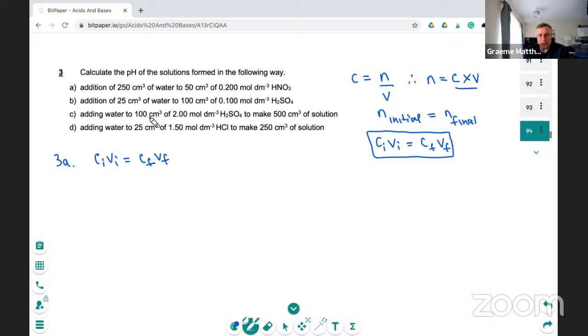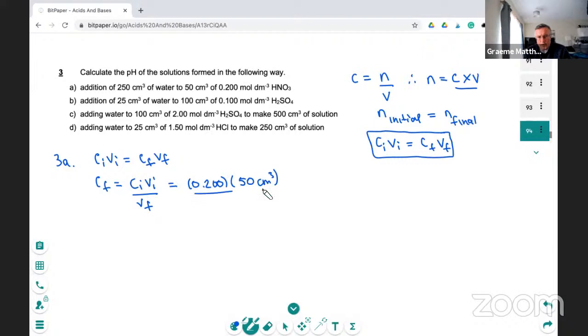It's a really easy calculation. The only difficult bit is they're trying to get you muddled with the volumes, but they're not going to do that because we know how to handle this. Concentration initial times volume initial over volume final. My concentration initial was 0.2, and the volume initial was 50 cubic centimeters.